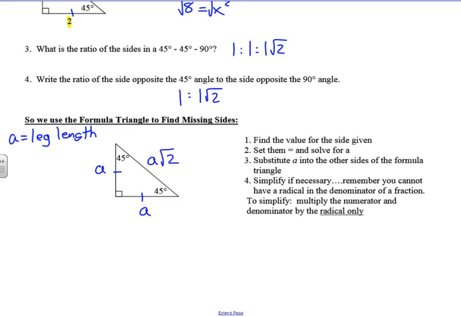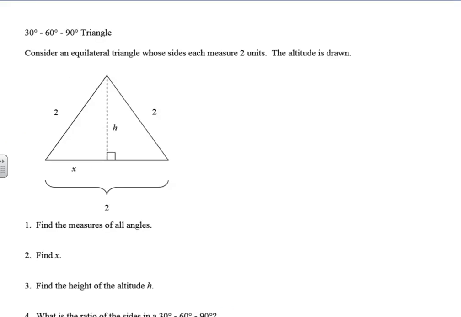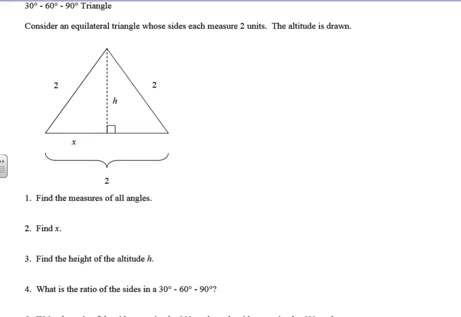All right. So let's go ahead and look at our next one, which is a 30, 60, 90 triangle. So consider an equilateral triangle whose side measures are 2 units. The altitude is drawn. Find the measure of all the angles. Okay, well, if this one is 90, this one is also going to be 90.